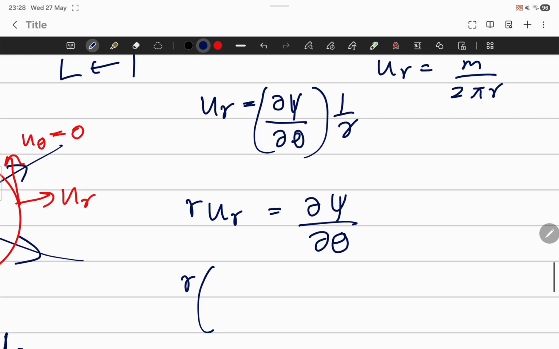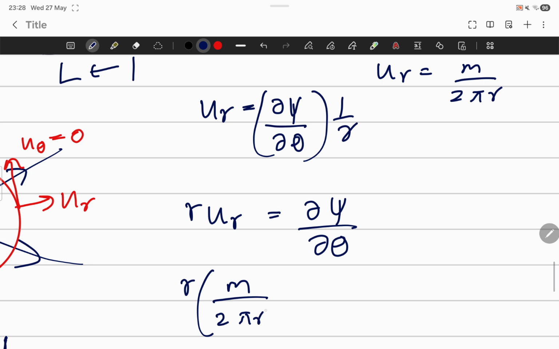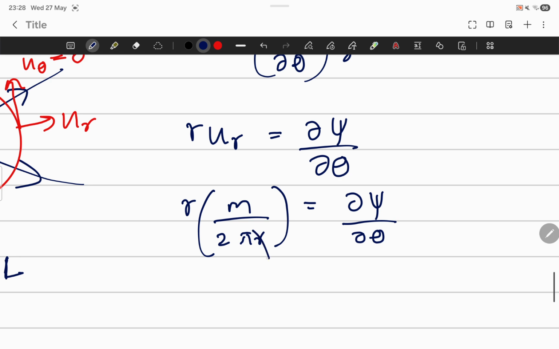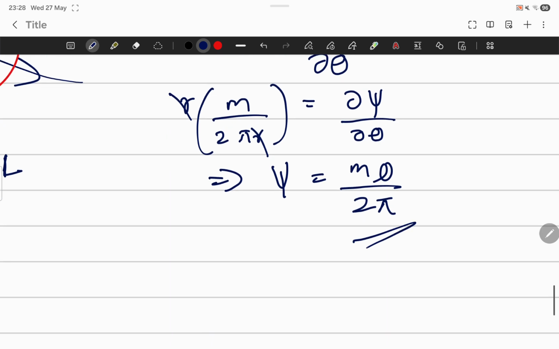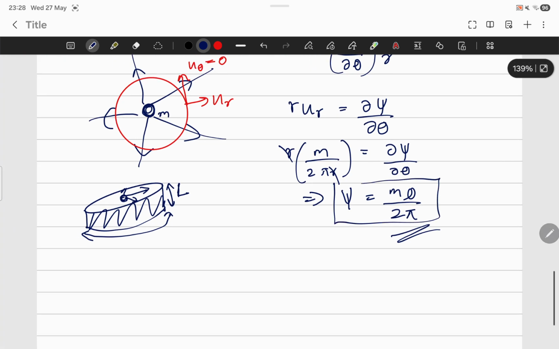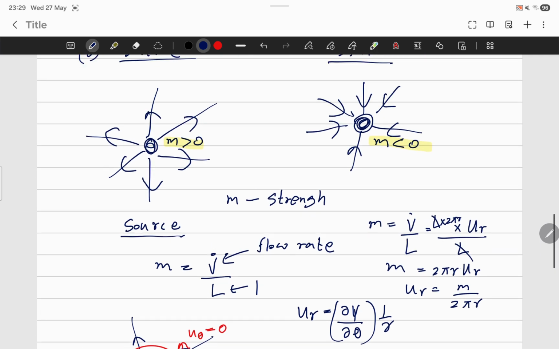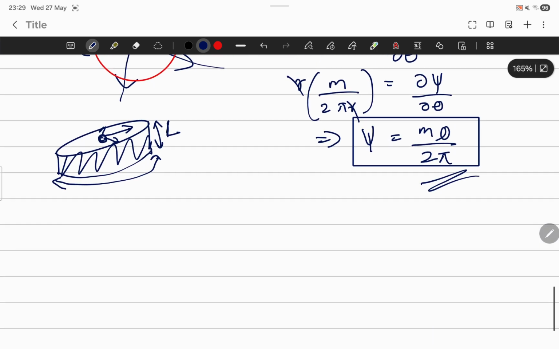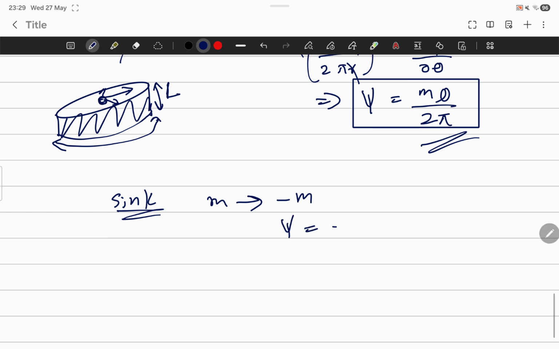r times m over 2 pi r equals partial psi over partial theta. So r to r cancels out. So this implies psi equals m theta over 2 pi, right? So this is the stream function for a source, right? So if this is a sink, m is replaced by negative m, right? So that is minus m theta over 2 pi, right?